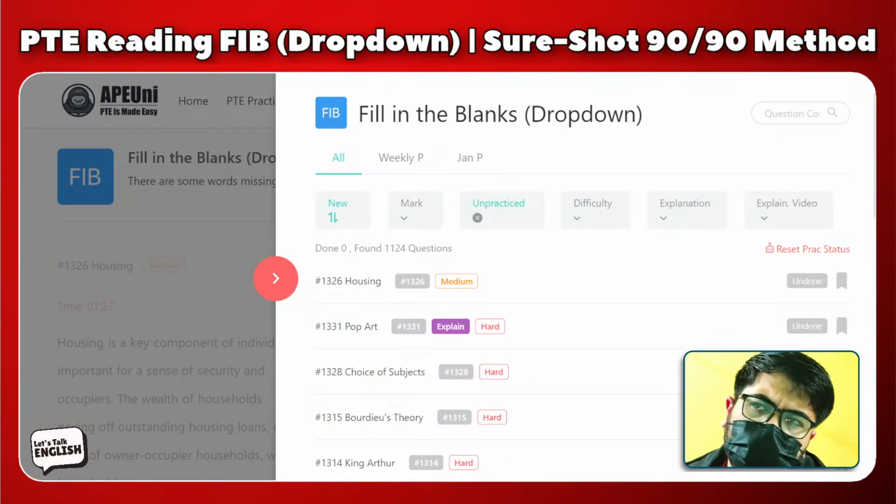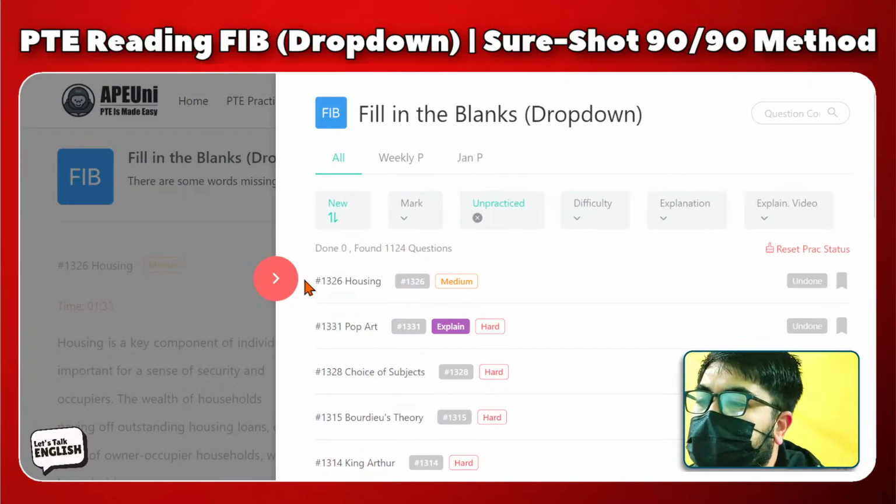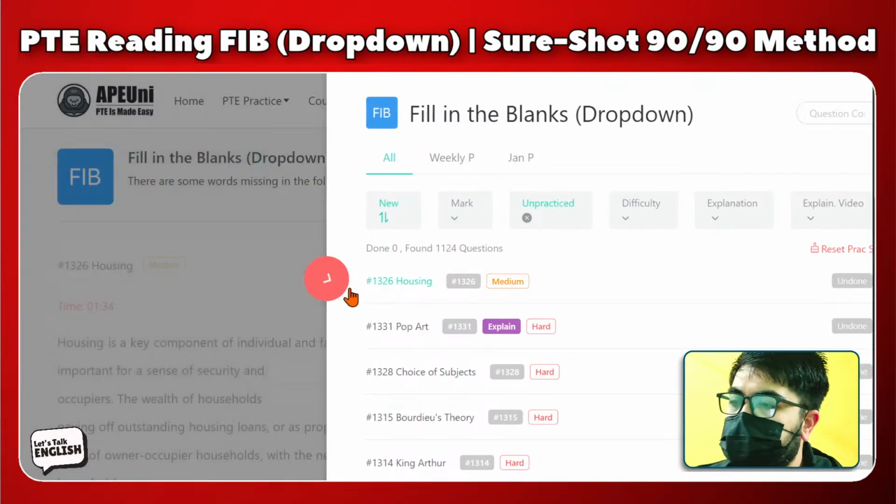How many questions should you do of this? You should be doing somewhere around 5 to 6 questions every day. Let's move to our first question, that is housing.